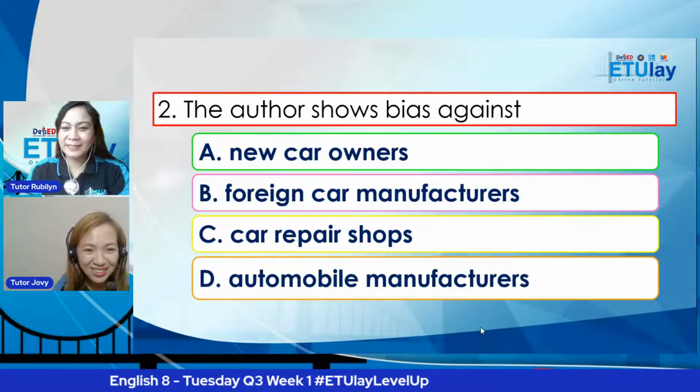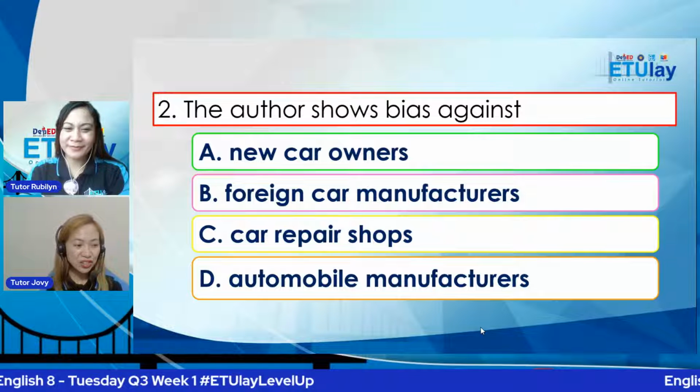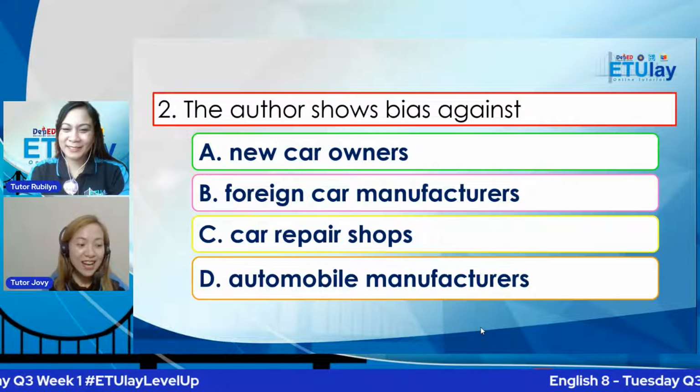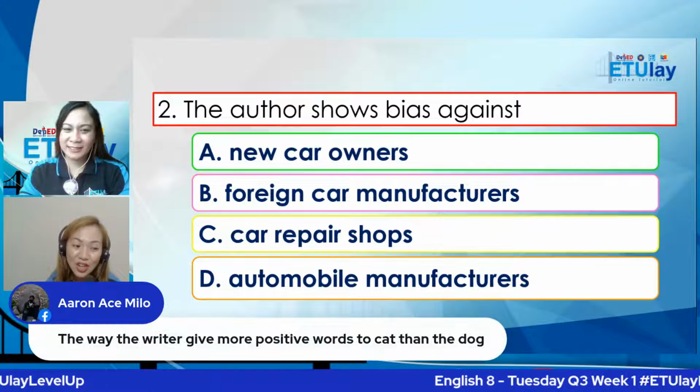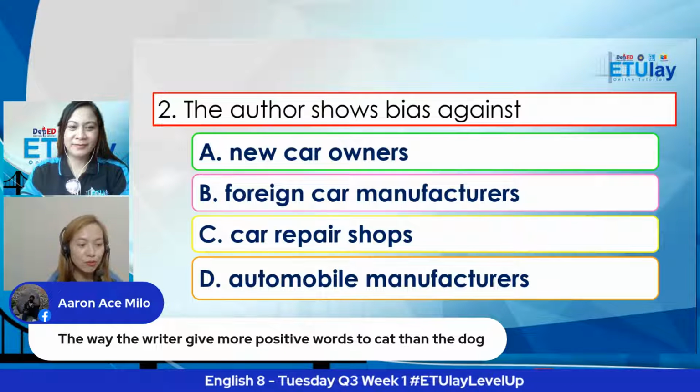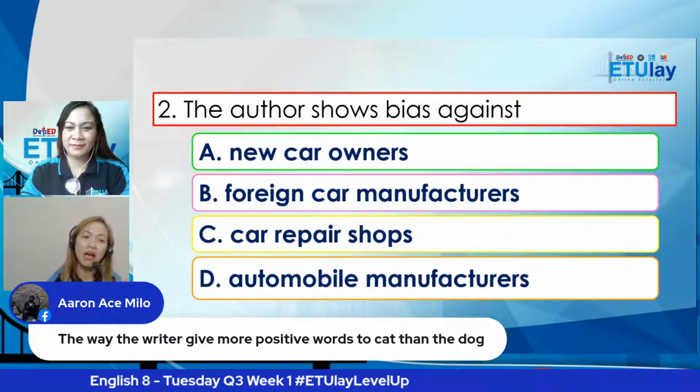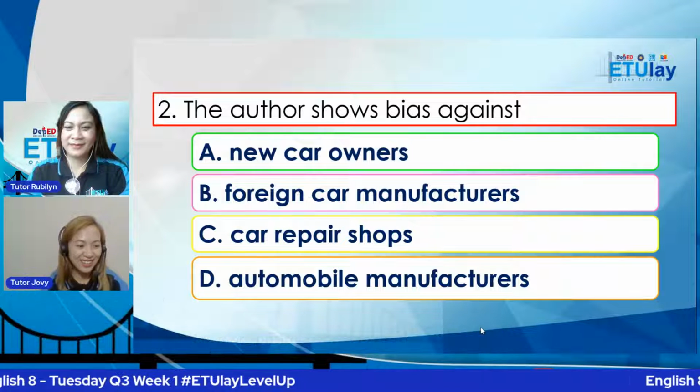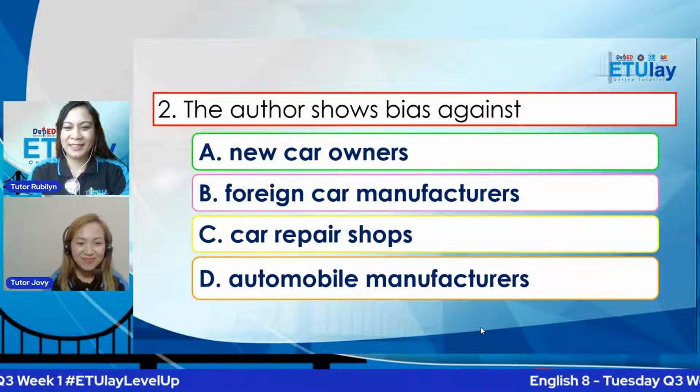Go ahead. We have here an answer, a justification, an explanation from Aaron A. Smilo a while ago for number one: the way the writer gives more positive words to the cat than the dog. Good job.